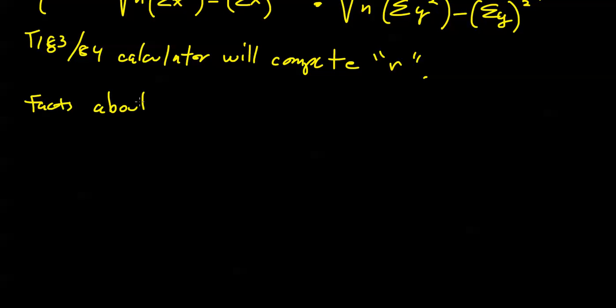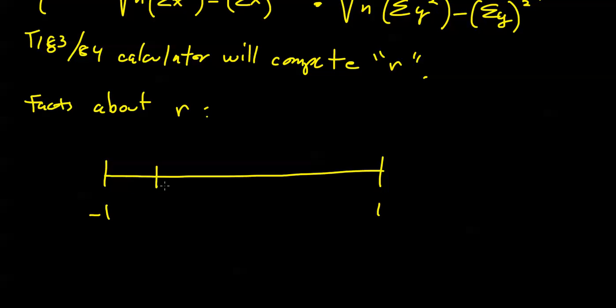Facts about R. Well, if you stare at the formula for R long enough, you should be able to talk yourself into the fact that for any pairwise data, R can be a minimum of -1 and a maximum of +1. Alright, what we're going to do in using R, we're going to determine critical values for R. Left and right critical values for R.